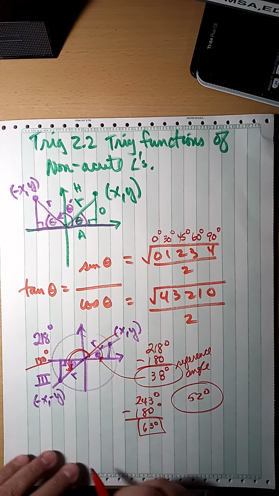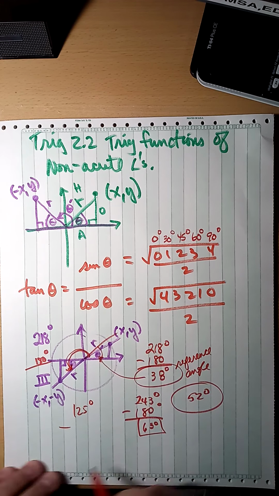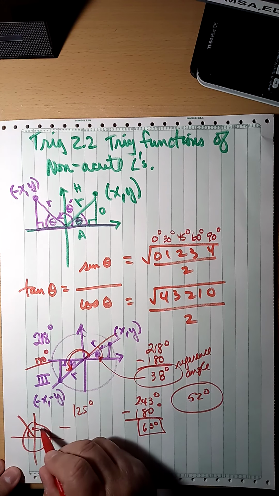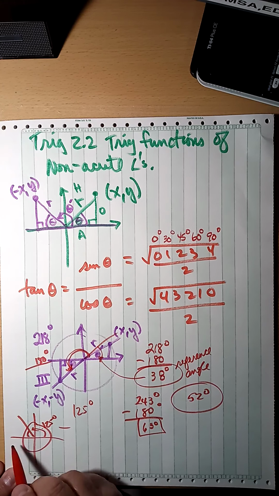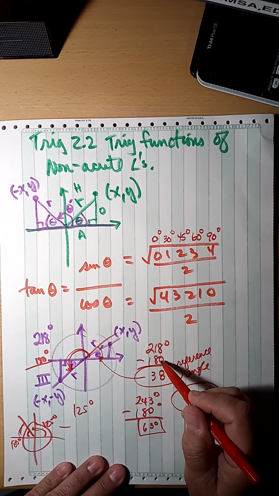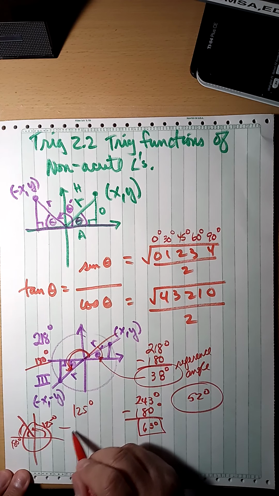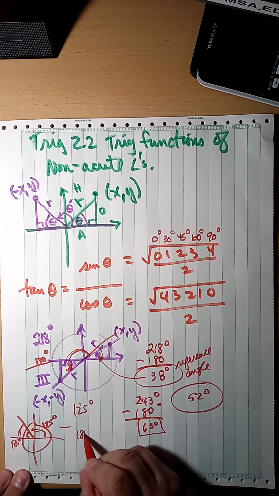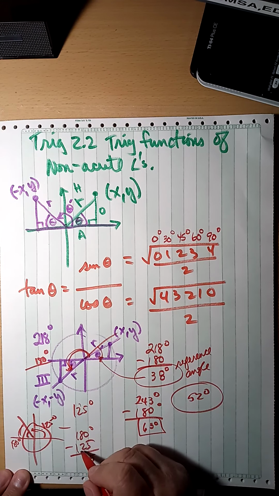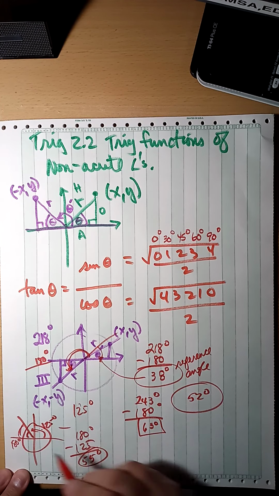What is the reference angle of 125 degrees? Well, 125 is in the second quadrant. Let's draw a new picture. This is the 125 degrees. How far does it take me to get to 180? So sometimes you're going to subtract 180 from the angle. Sometimes you're going to subtract the angle from 180. So it's 180 degrees minus 125. 10 minus 5 is 5. 7 minus 2 is 5. So 55 degrees is that reference angle.